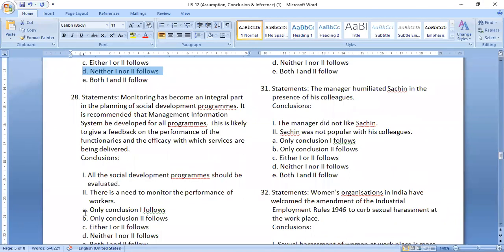Monitoring has become an integral part of in the planning of social development programs. It is recommended that management information systems be developed for all programs. This is likely to give a feedback on the performance of the functionaries and the efficacy with which services are being delivered. Right? That's the statement. Let's read it once more.